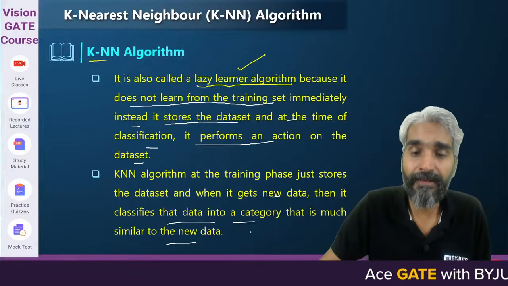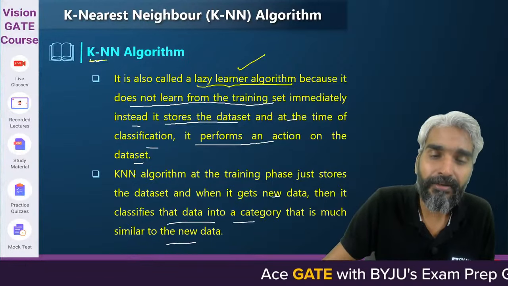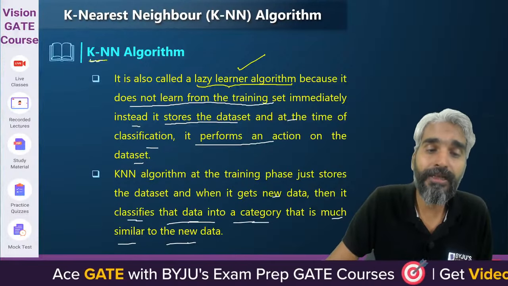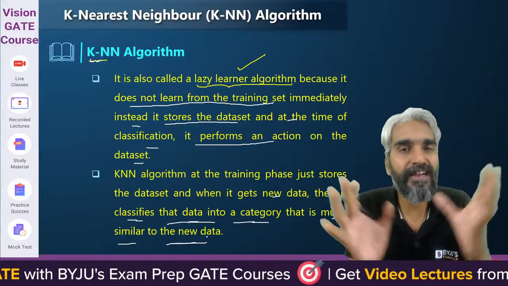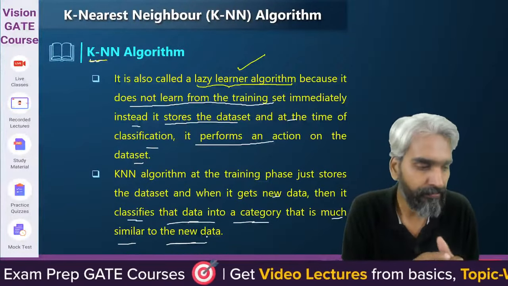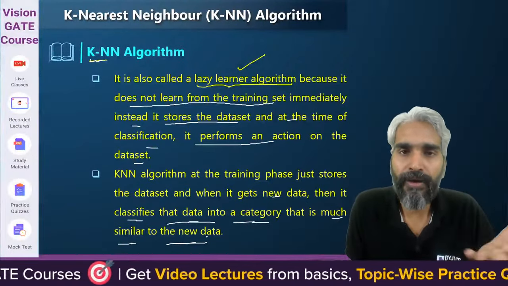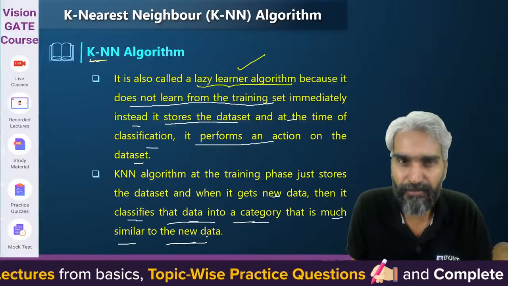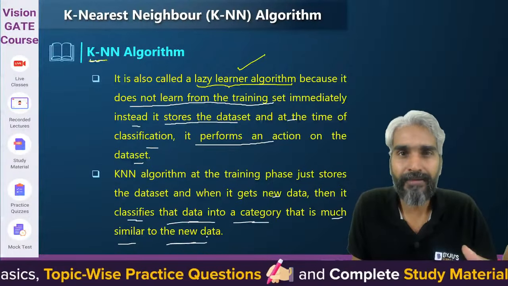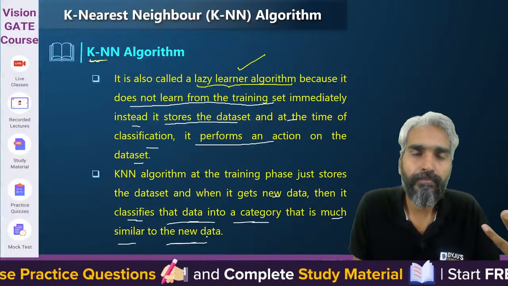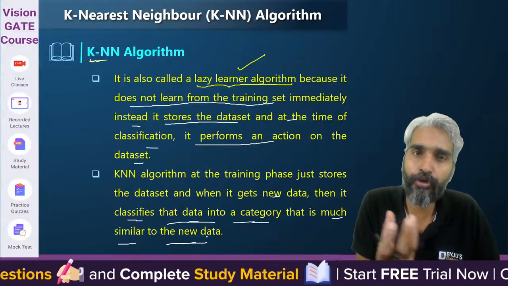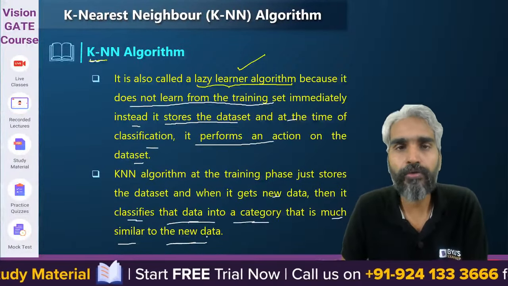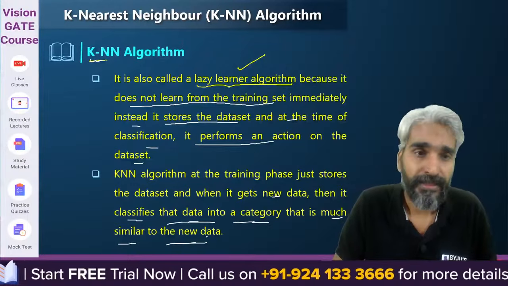So what's the idea? When I say K nearest neighbor, it will try to classify the data into the category that is most similar to the new data. So already you have categorized the old training data. Whenever you provide new data to this algorithm, it will do something that we will understand in a while. It will then select the group to which the new data shows the maximum similarity, and that data will start belonging to that class.